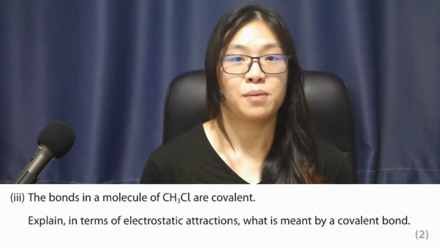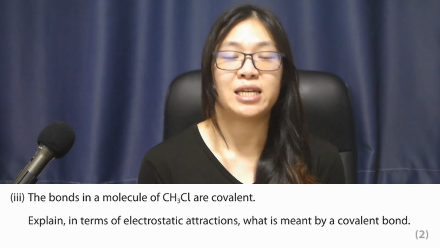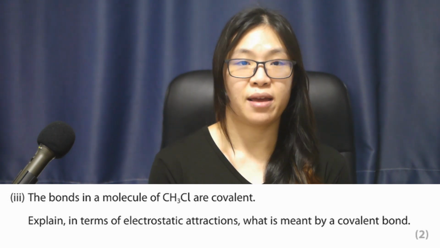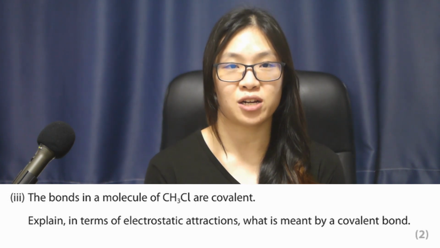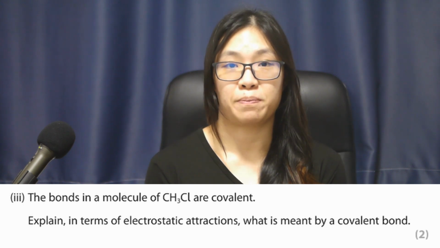Now, the question today has a few other parts, but for this video, we will start with question B, Part 3. The bonds in a molecule of CH3Cl are covalent. Explain in terms of electrostatic attractions what is meant by a covalent bond. 2 marks. Now this question gave a hint by mentioning the electrostatic attractions, but that's not always the case. Having said that, whenever you come across such a question, the answer will always be the same. You just need to give the definition of a covalent bond.